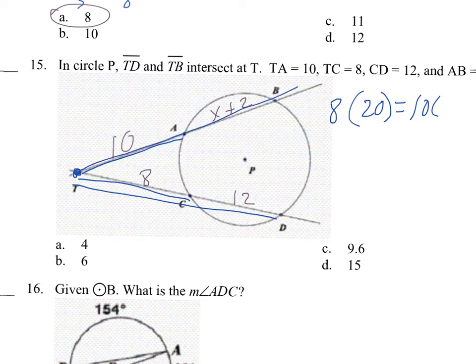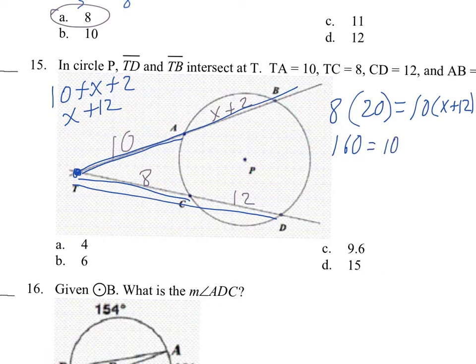So if we take 10 plus x plus 2, we end up with x plus 12 simplified, right? So we'll just do that. So 160 is equal to 10x plus 120. Subtract 120, and 40 equals 10x. Divide by 10, and x equals 4.